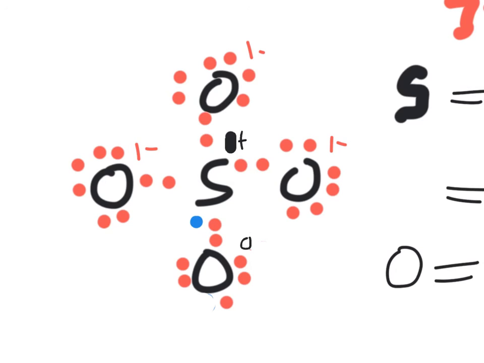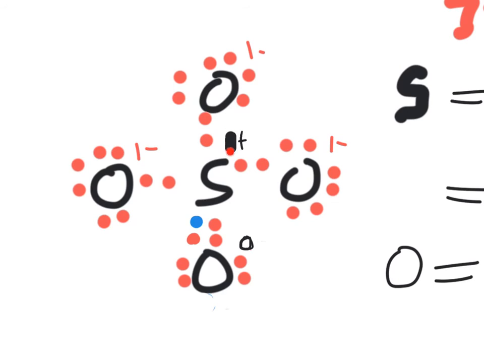So neutral. What happens is this electron here, it's still attached to the oxygen, but it goes and forms a covalent bond with this blue one from the sulfur now. So you get a double bond down here. We've got this double bond forming here.